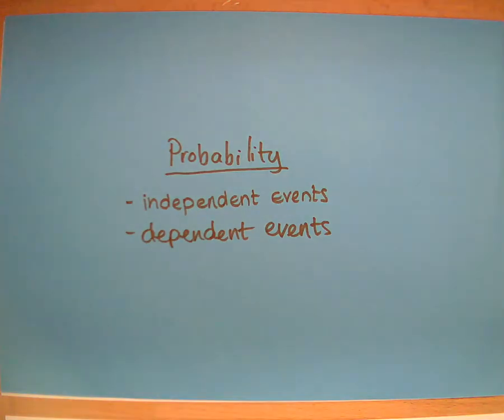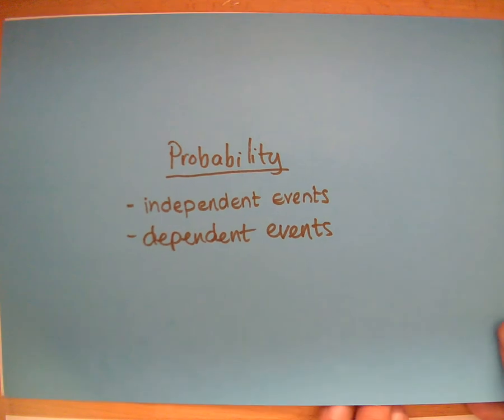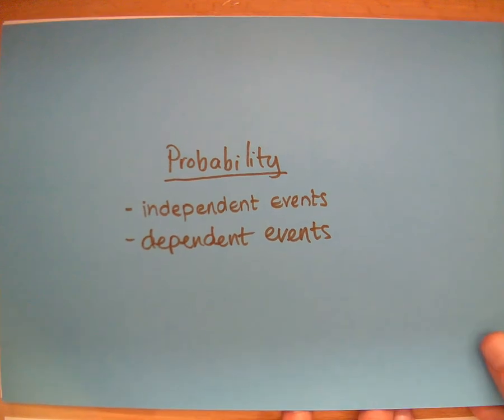Welcome. A little bit more about probability. We've learned about independent events and dependent events, and today we're going to find some probabilities without using a probability tree. Let's look at this first one.